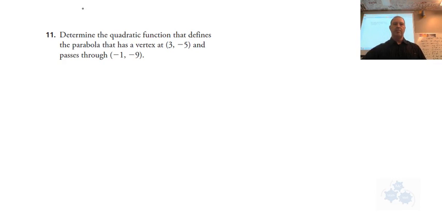All right, so this is number 11 in your review for chapter 7. It says determine the quadratic function that defines the parabola that has a vertex of (3, -5) and passes through this point, (-1, -9). Okay, so we're given a vertex.